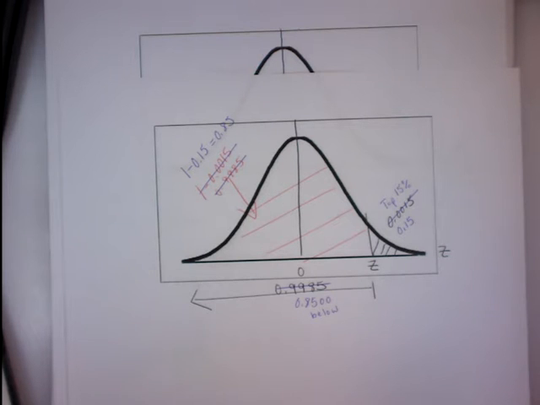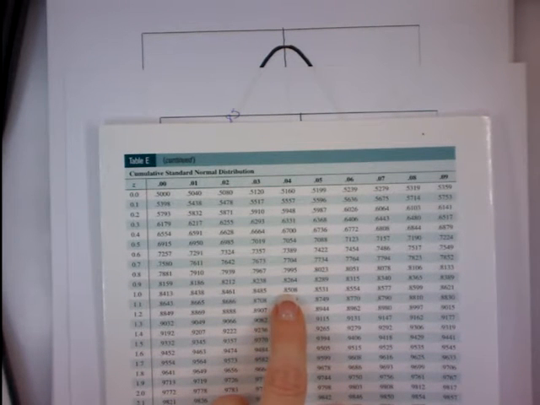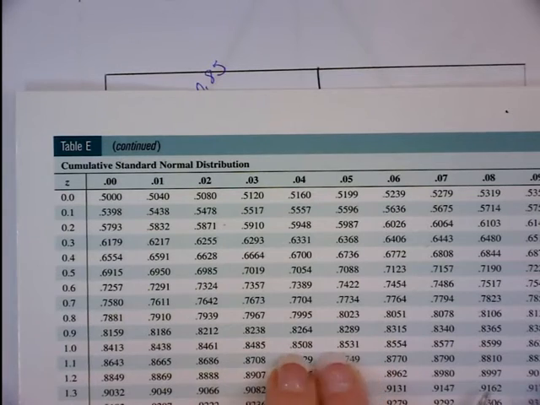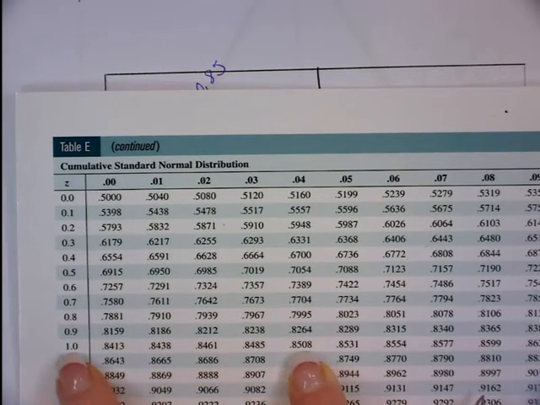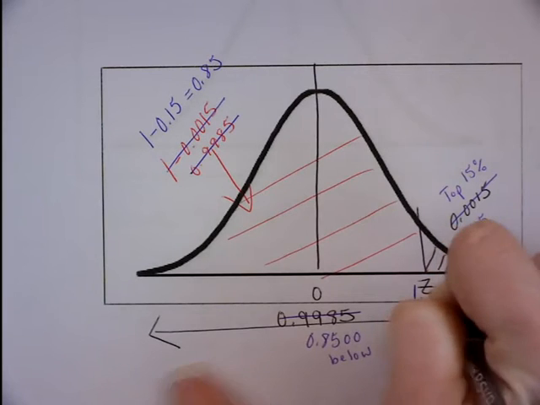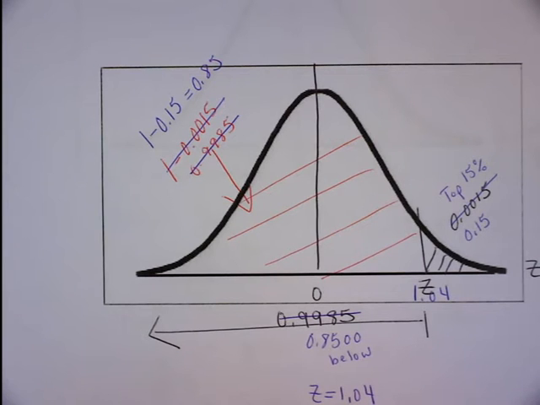I just realized that mistake. So I'm going to go in and look at an area of 85%. 85%, it looks like it's closest to 0.8508. So if you look at your other choices, that's the closest one. Work out to 1.0 and up to 0.04, so the z-score is 1.04. So let me write that down. This z-score is 1.04. The z-score of 1.04 cuts off the top 15%.